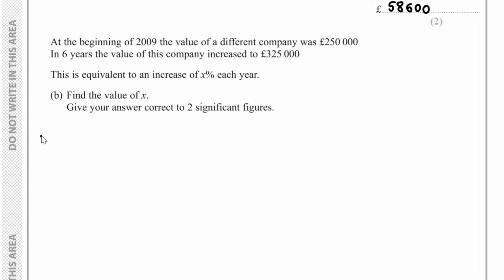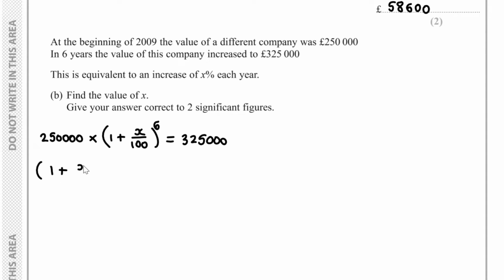So we've got our original amount, £250,000. Our multiplier here will be 1 plus X over 100. And we're investing from 2009, and then we've got 6 years. So our time frame is 6 years. And at the end of it all, we get 325,000. So if I divide through by £250,000, we've got 1 plus X over 100 to the power of 6.